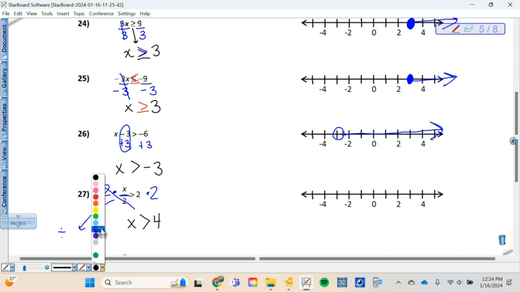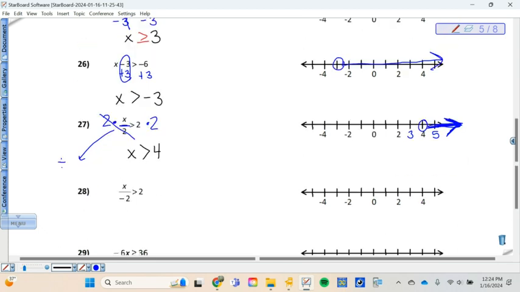Okay. And then we can go ahead and graph it. Where do I start my graph? 4, open or closed? Open. And which number is greater than 4? 5 or 3? 5. So we go this way. Okay. Does that make sense what we're doing? Okay. Let's look at 28.